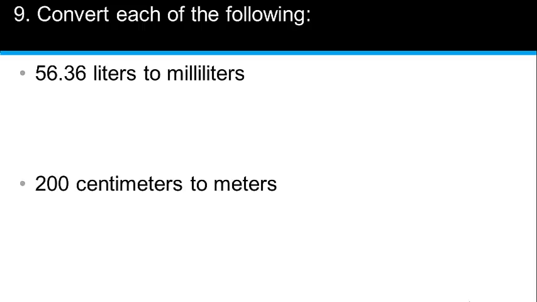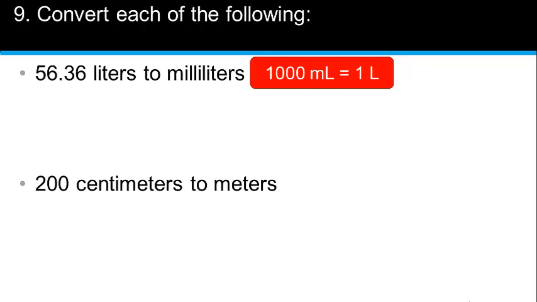Number 9 is some conversion problems. So if I want to convert 56.36 liters into milliliters, I need to know how many milliliters are in a liter. So milli means 1,000 times smaller. So there's 1,000 milliliters in 1 liter. So in order to do this conversion, first thing I should do is take the number that I'm given and put it over 1. That 1 is just a placeholder.